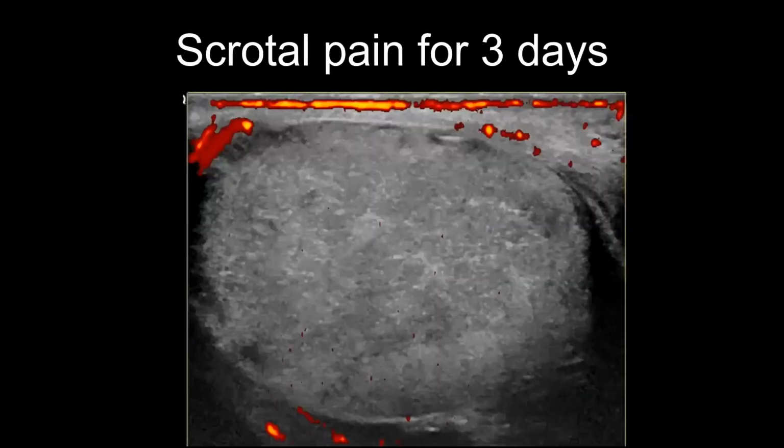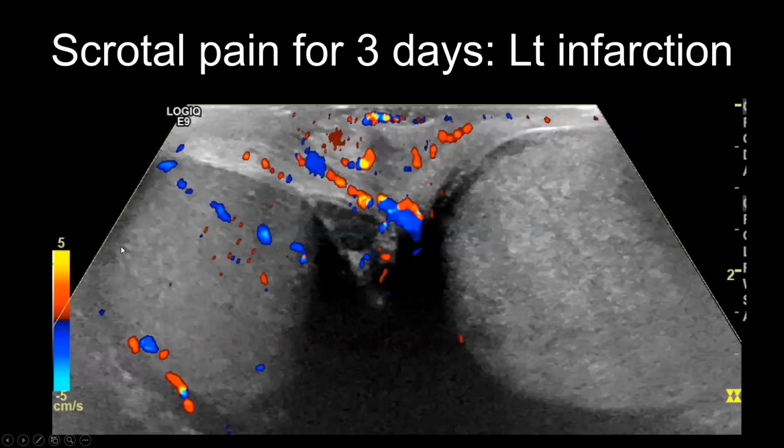This is a patient who actually had 3 days of pain before he presented, and so his testicle was infarcted. It's slightly heterogeneous, it's enlarged, I'll show you the comparison, and it has no flow in it. So here is the normal right testicle, this is the abnormal left testicle that was infarcted.